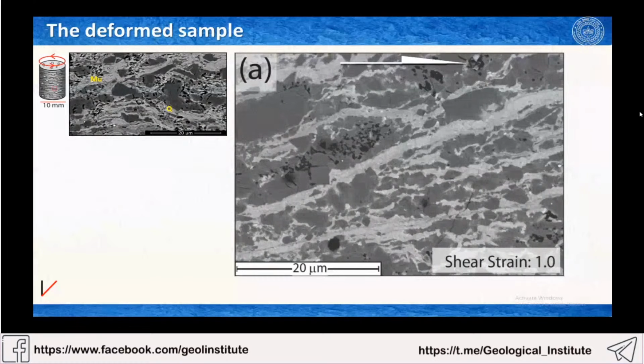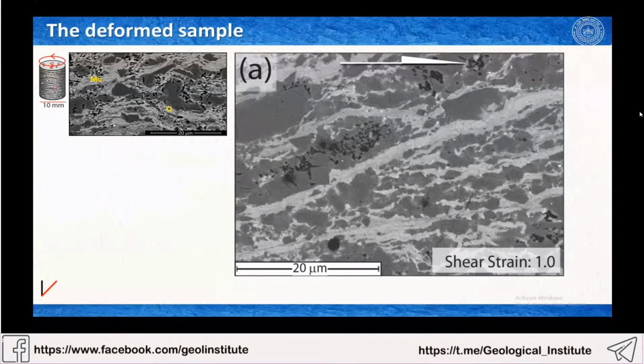And how does it work? In all experiments, the sense of shear is top to the right. So let's start with this. I repeat again, all these experiments were performed at 300 megapascals and 750 degrees centigrade with a strain rate of 3 times 10 to the power minus 4 per second. So you see here the initial microstructure, it was pretty much horizontal, the muscovite layers, but here they already started rotating in response to the shear at shear strain 1.